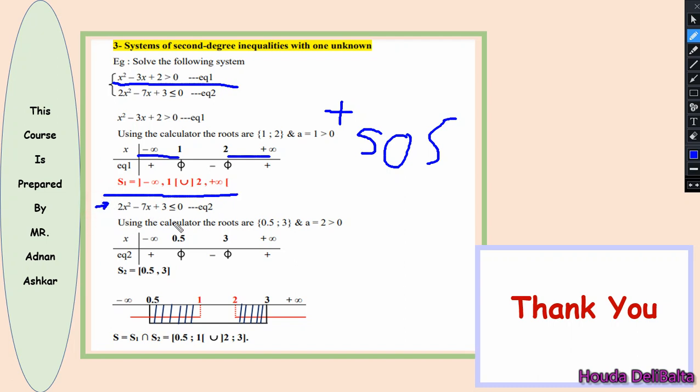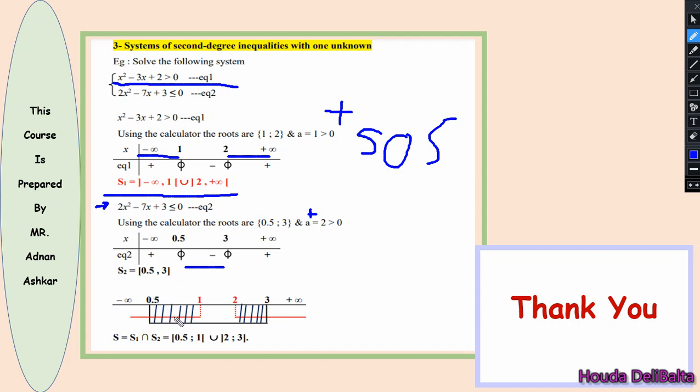Now let's take the other inequality: 2x squared minus 7x plus 3 less than or equal to 0. Again, using the calculator, there exist two roots, then that means that delta is definitely positive. A is 2. Okay, so I just put the roots here, and the sign of a is positive, and we use the idea of same, opposite, same. So same as a, positive, negative, opposite to a, and same. Similarly, I need less than or equal to 0, so I need this part. Because I have or equal, I close the interval at 0.5 and at 3 together.